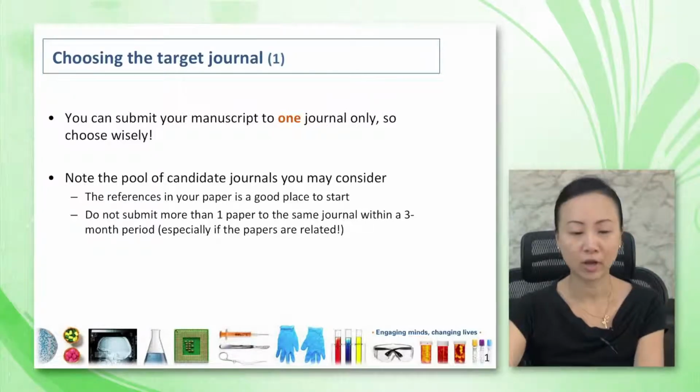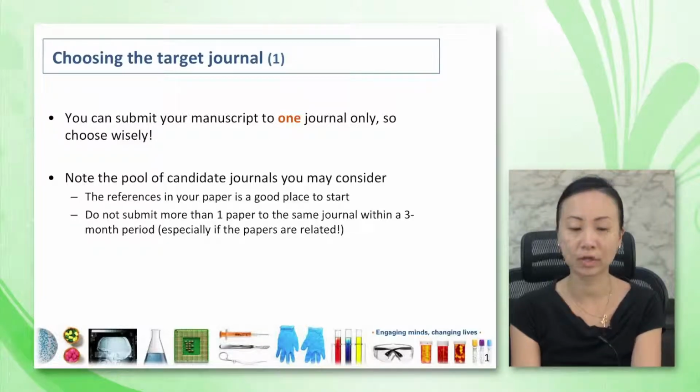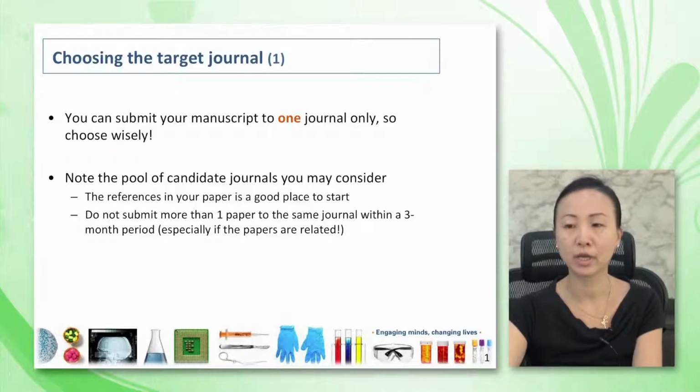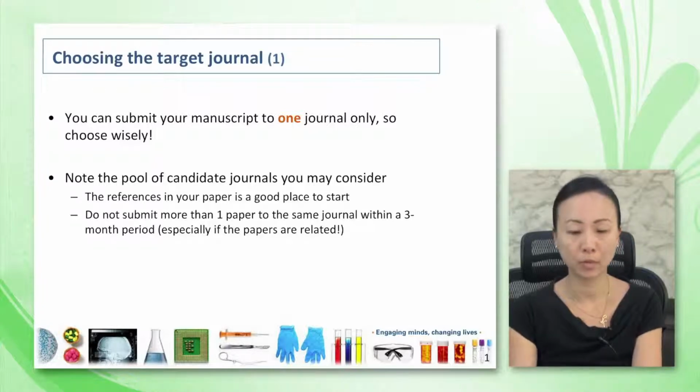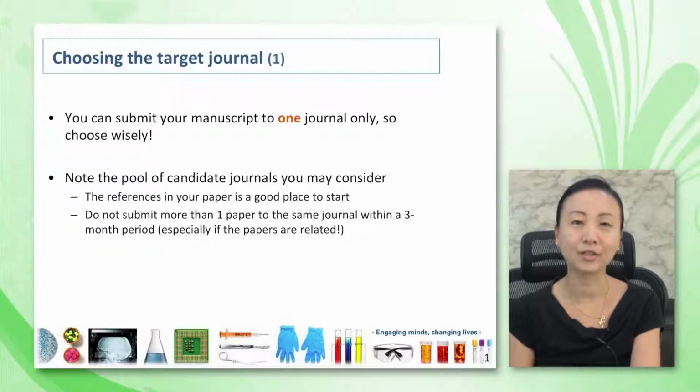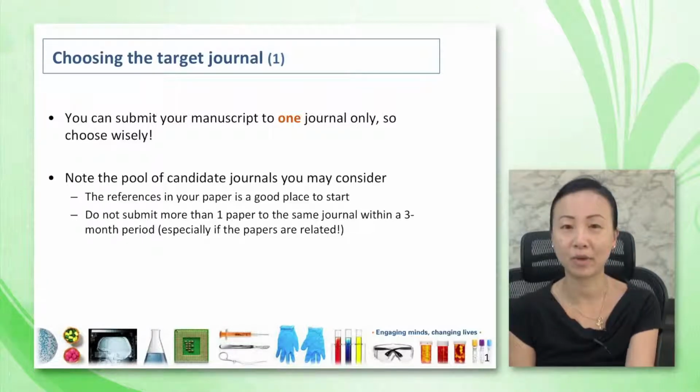You can start off by listing down the pool of potential journals you wish to consider. Check the journals listed in your references to identify candidate journals. Don't submit more than one paper to the same journal within a 3-month period, as generally speaking, editors prefer to publish 2 articles by different authors rather than by the same authors.